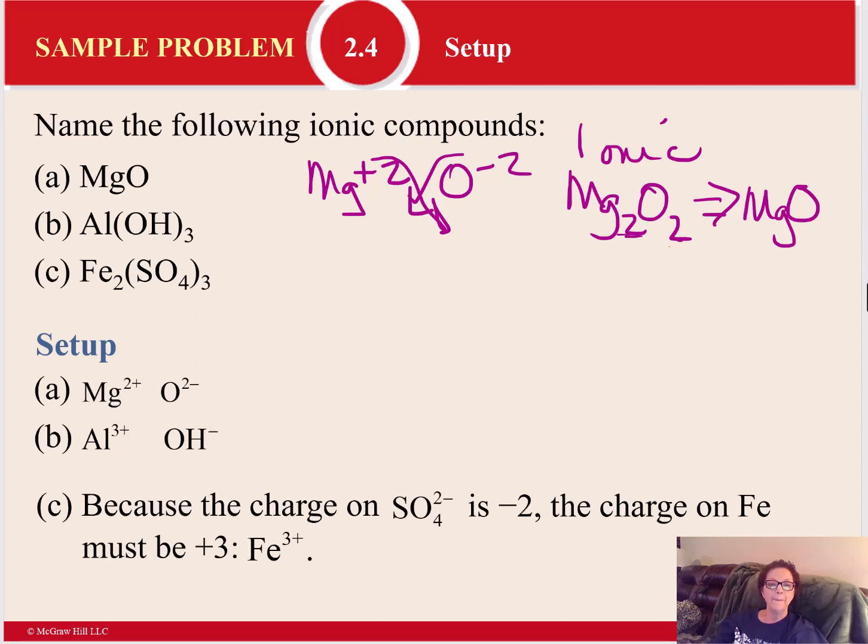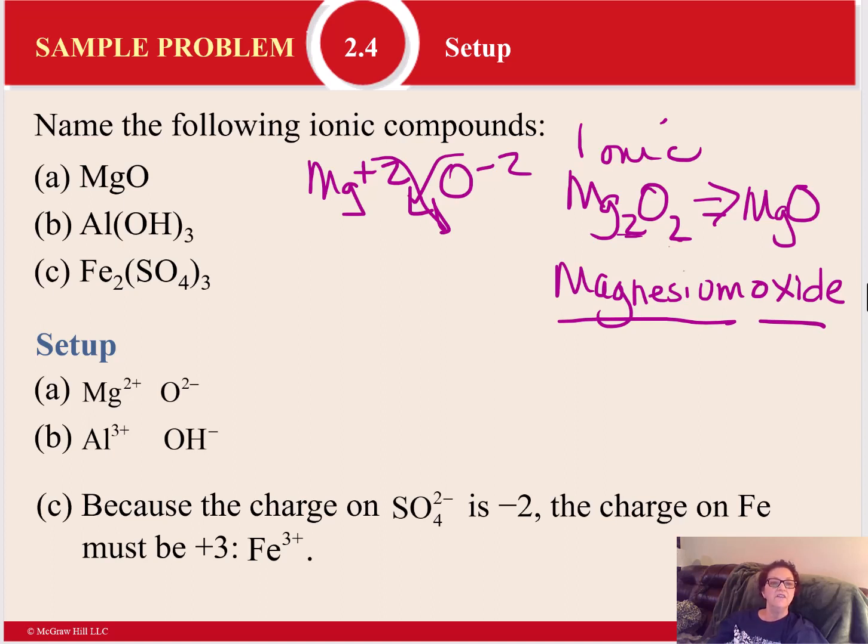Okay? So its name is going to be magnesium oxide. Why not a 2 there? Because magnesium is representative and so is oxygen. So they do not have to have Roman numerals.